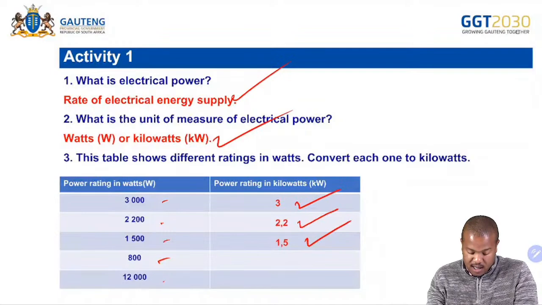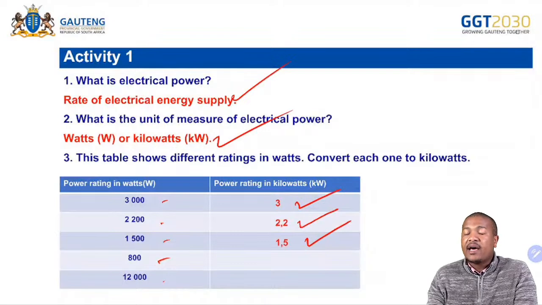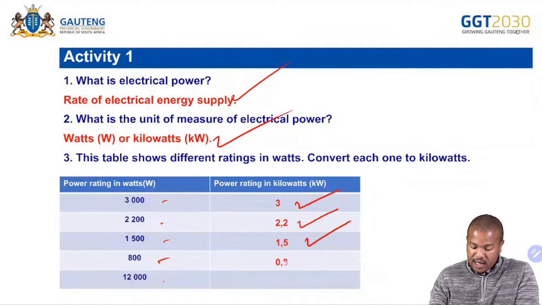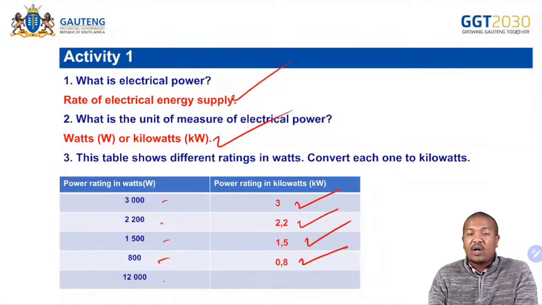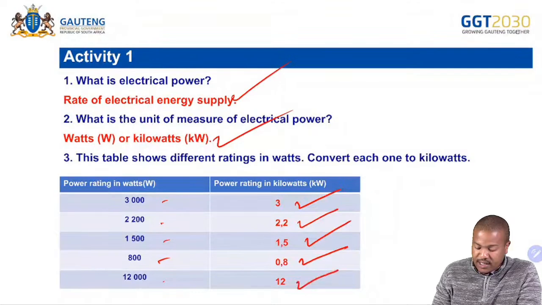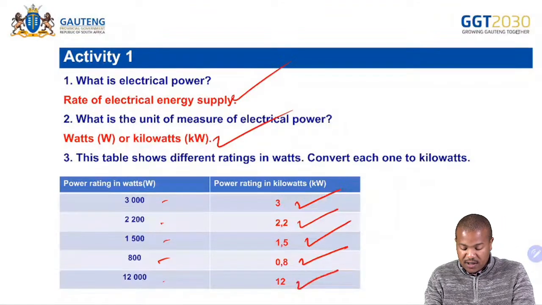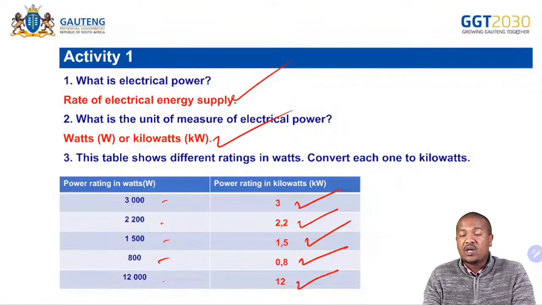Then we have 800 watts. So it is 800 watts divided by 1000 watts per kilowatt. And it gives us 0.8 kilowatts. Then the last one, 12,000 watts, right? So 12,000 watts divided by 1000 watts per kilowatt, that gives us 12 kilowatts, right? So I hope you enjoy this activity. I'm going to give you a minute again to copy down corrections. Then after that, we shall continue with our lesson.